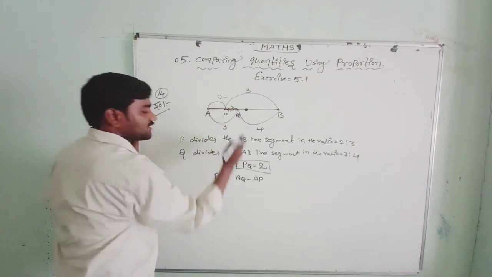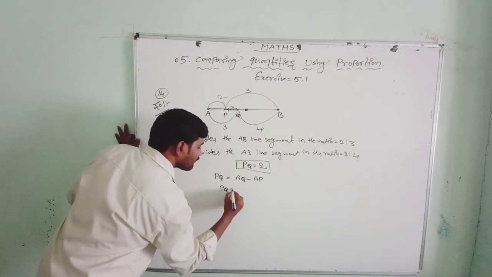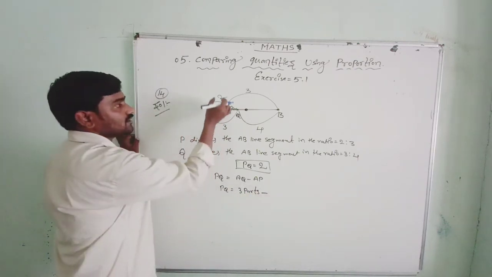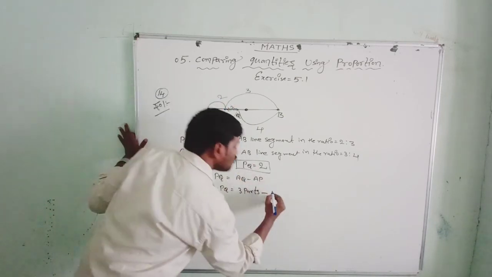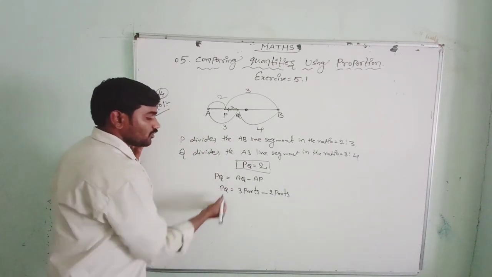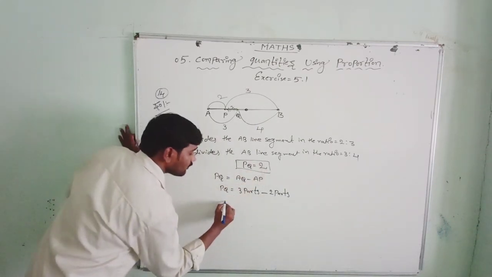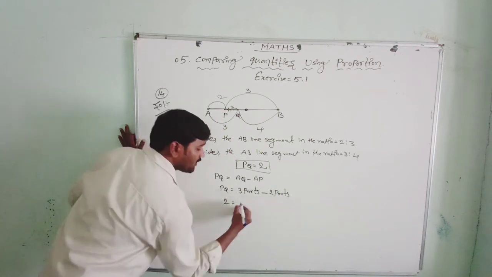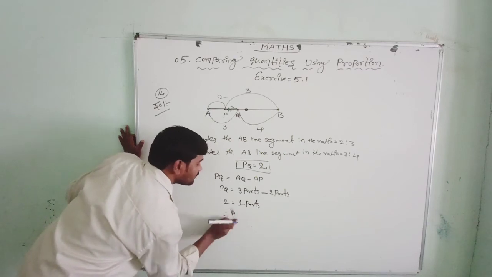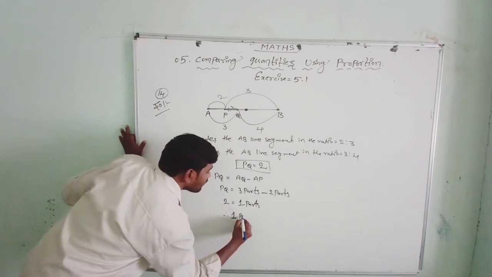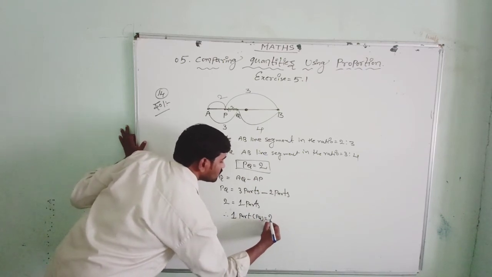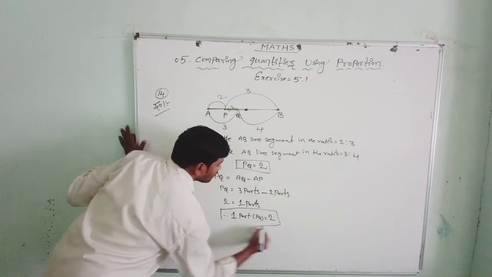AQ is 3 parts. AQ equal to 3 parts minus this AP equal to 2 parts. Then so already we know PQ equal to 2, no? PQ equal to 2. 3 parts minus 2 parts is 1 part. So have you understood? I think so. Therefore 1 part, that is PQ, equal to 2.